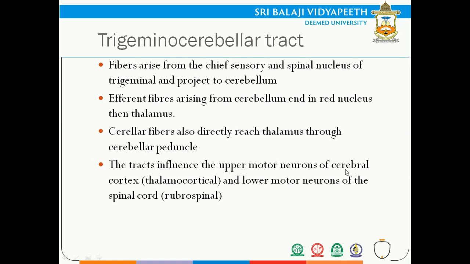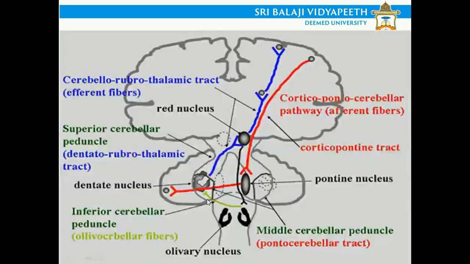upper motor neurons of the cerebral cortex, called the thalamocortical fibers, and the lower motor neurons, called the rubrospinal fibers. So you can divide it into two, that is the upper motor neuron fibers and the lower motor neuron fibers. The upper motor neuron fibers we can call thalamocortical because they come from the cortex to the thalamus. Up till the thalamus it is upper motor neuron. The lower motor neuron is the remaining fibers up till the spinal cord. From the red nucleus up till the spinal cord we call it lower motor neuron fibers.